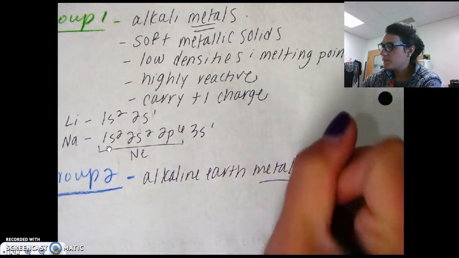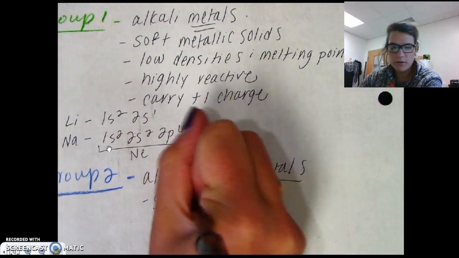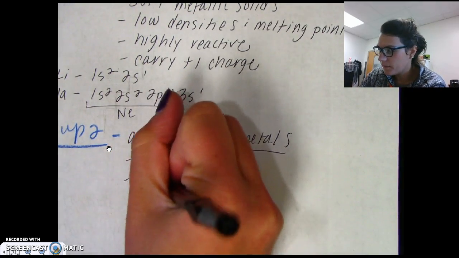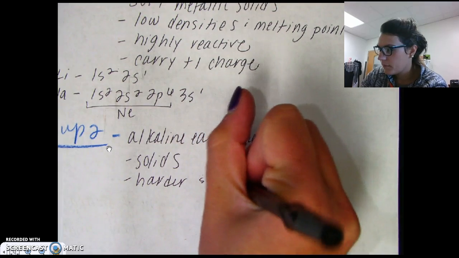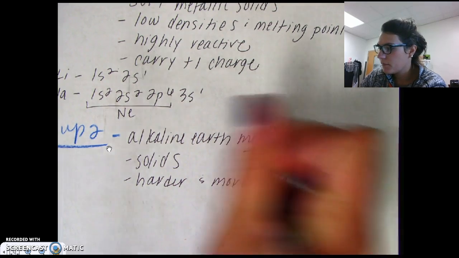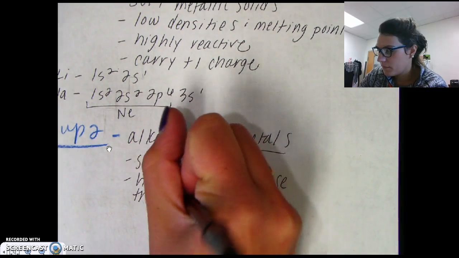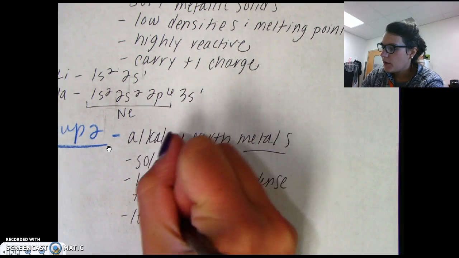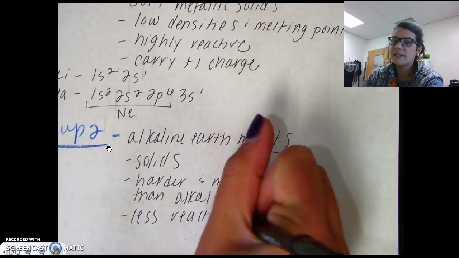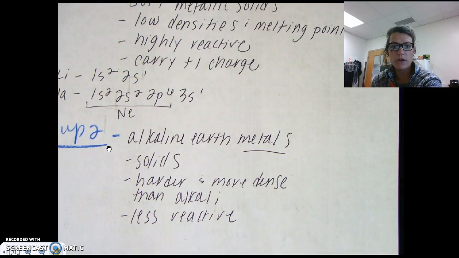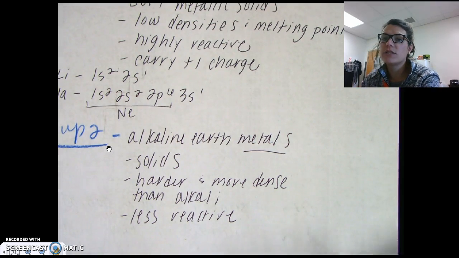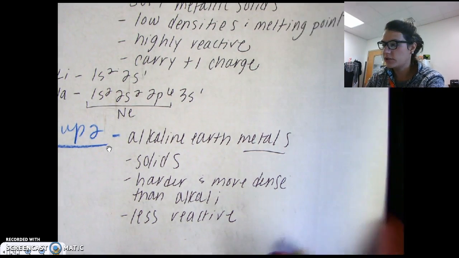Okay, metals, they're solids at room temperature. They're harder and more dense than alkali. And they're less reactive, right? So if group 1 is highly reactive because they only have to lose one electron, okay, group 2 is not as reactive because now it has that full S shell, okay? So it's not as willing to get rid of its 2 electrons, okay?